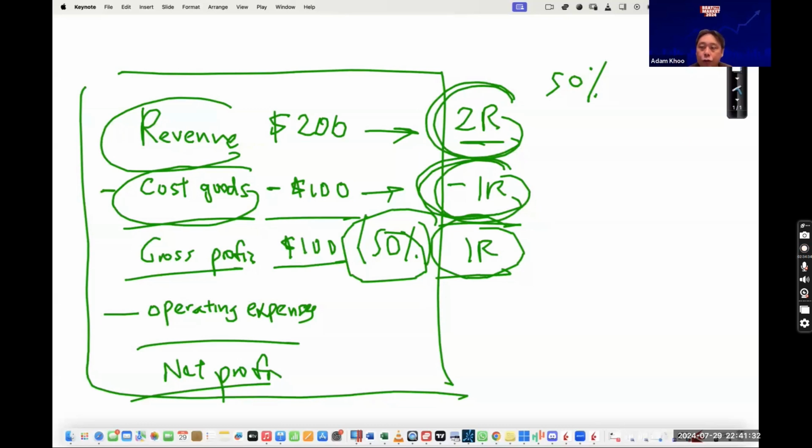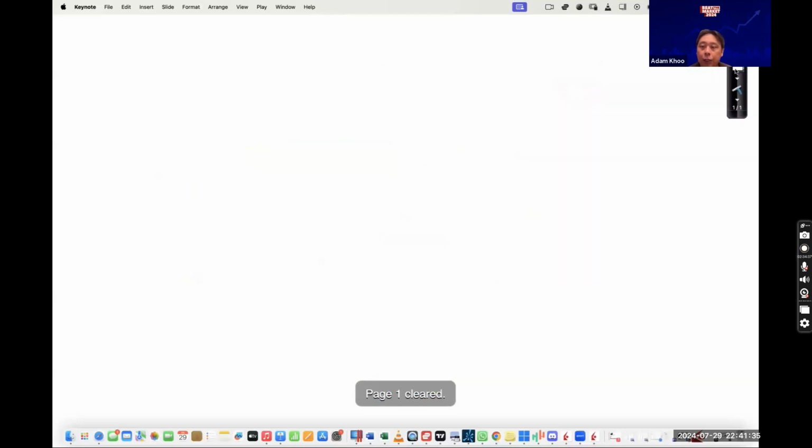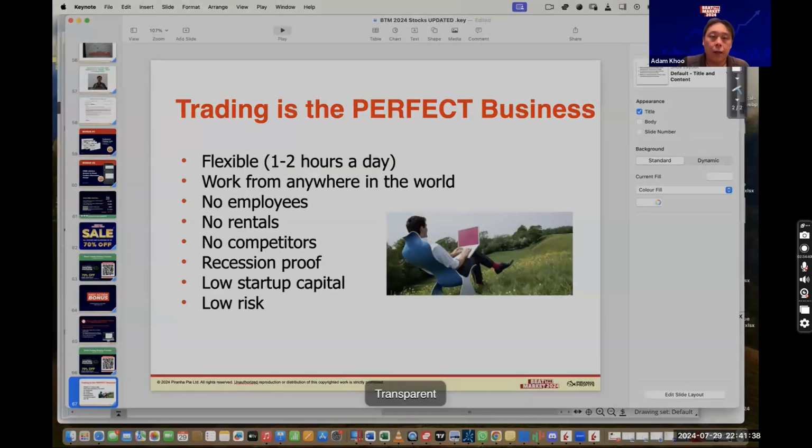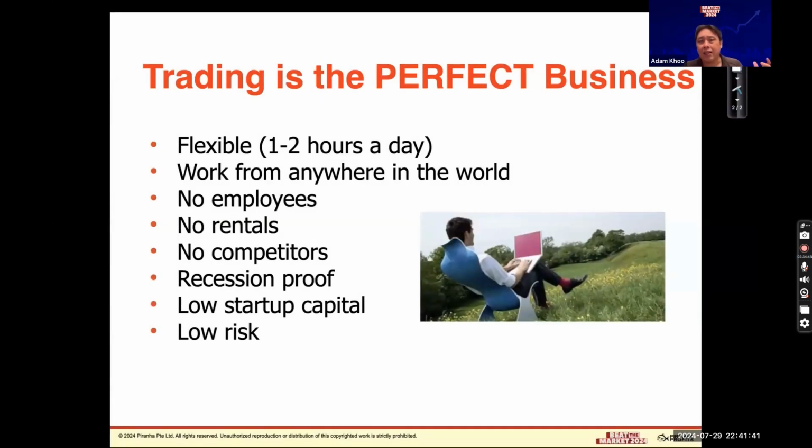Okay. However, why is trading the perfect business to me? Because number one, unlike most businesses where you have to work 16, 18 hours a day, especially in a new business, trading, you only need at the most 1 to 2 hours a day. That's it. 1 to 2 hours a day at the very most. So it's very flexible. Number two, you can work from anywhere in the world. You don't need any employees. You don't need to pay any rental. There's no competition, as in all the things I teach you about trading, you make a lot of money, I don't make less money. Because the market is so big, we can all make money together.